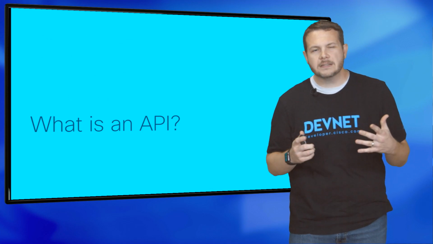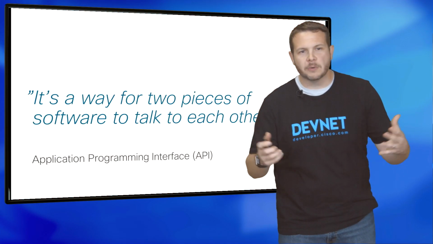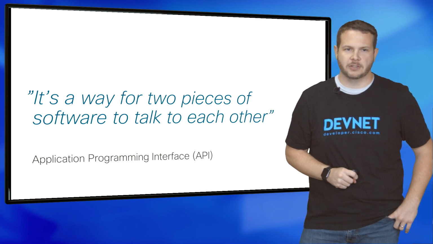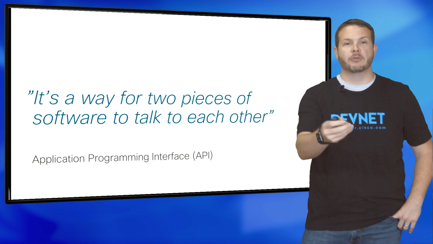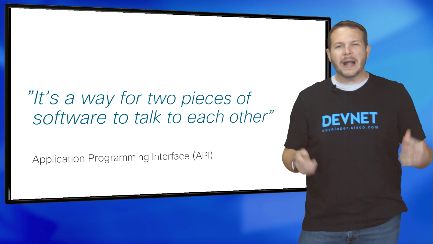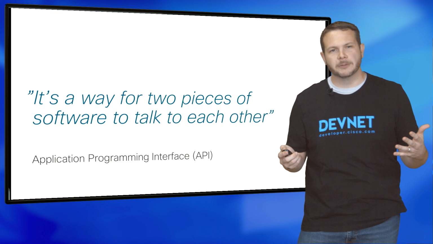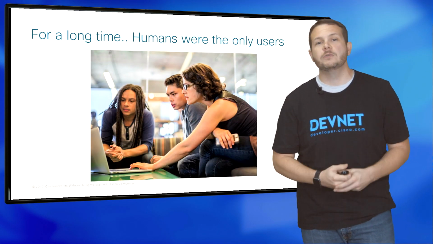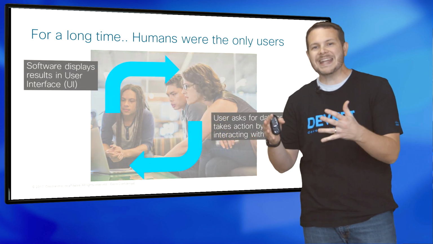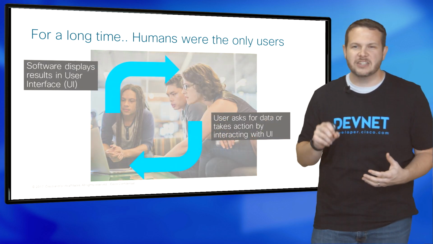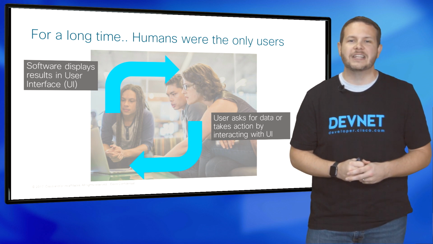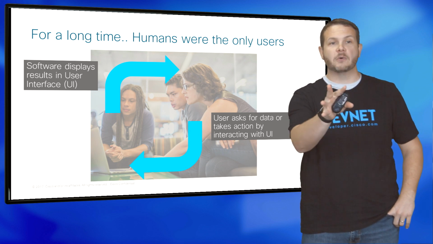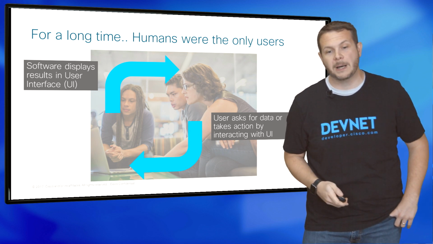So, what is an API? Well, let's go with a definition. An API is a way for 2 pieces of software to talk to each other. The letters stand for Application Programming Interface. Now, why did 2 pieces of software need to talk to each other? Well, if we think back, for a long time, us humans, we were the only users of systems. We would take action, we'd request data, we'd initiate processes through a user interface or a UI. And that software would display the results back to us through its user interface or UI.